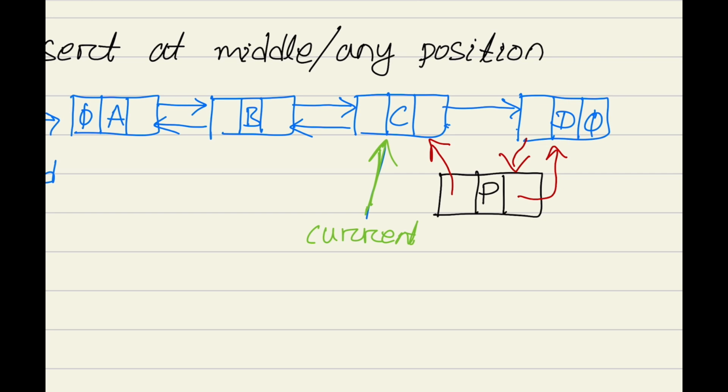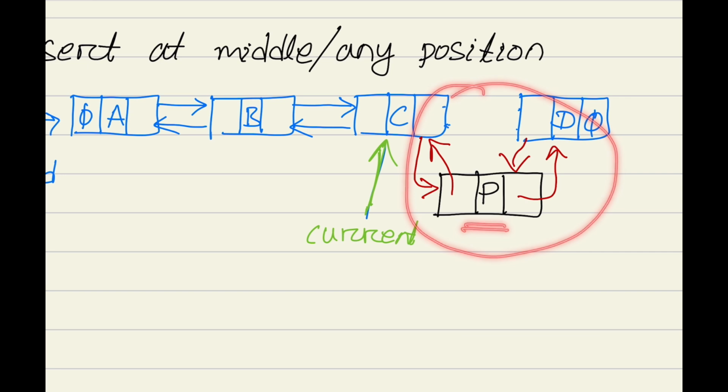Now we have to update another thing, that is the current dot next here is referring to D. So update this one so that it is going to refer to P. That means remove this one and the next is going to refer to this one. So in this way we can insert a node P at the middle or at the given position.